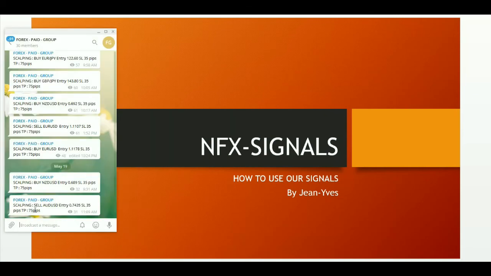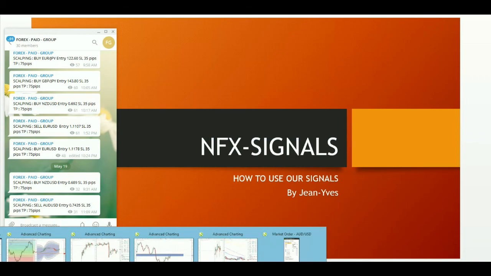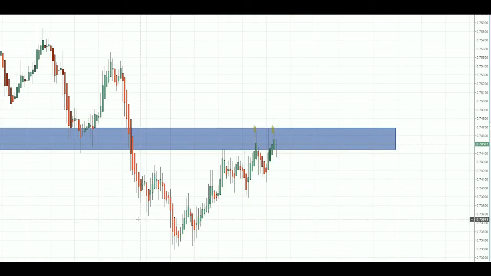Once you receive the signals from our channel, we have two different channels where we send the signals to, the Nfx and the Forex channel. So once you receive, for example, this Aussie: sell Aussie at 74.35, stop loss 35 pips, take profit 75 pips. So that's a good risk to reward ratio. But sometimes we can book 100 pips, 135 pips on each trade. So it all depends on what different profit target you have, but this is the profit target that we send out for our clients.